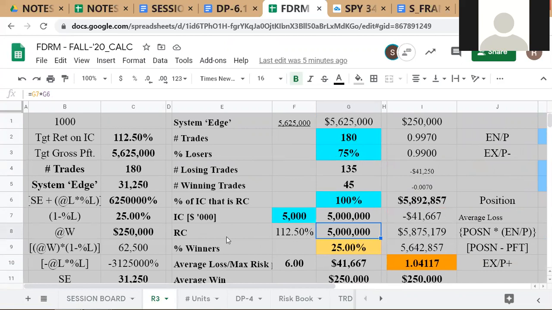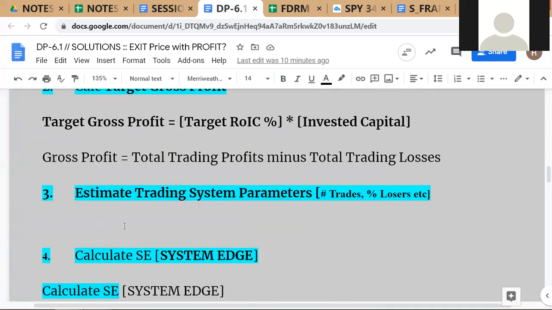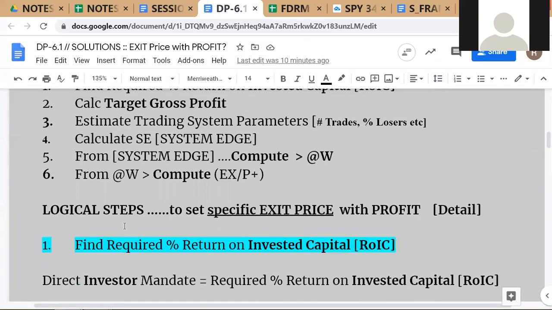So the answer to your question is yes, system edge gives you some important information on what the performance is likely to be, an ex-ante system edge calculation. But also remember that the inputs for the system edge calculation come out of the actual dynamics of the trading system. This is in step 5, where this actually should be put in. This is the detailed discussion.